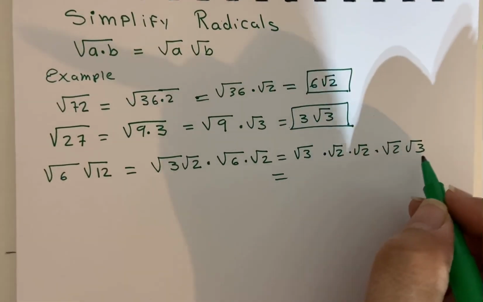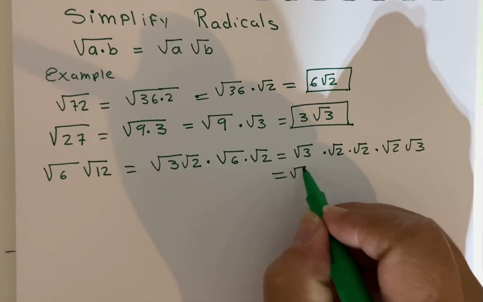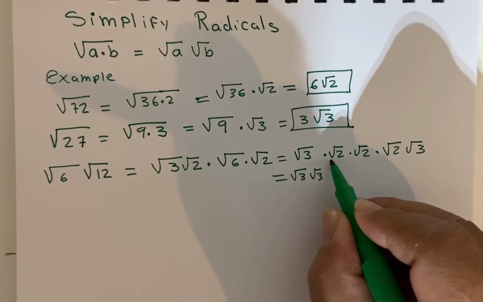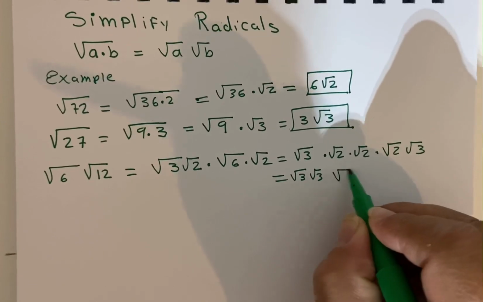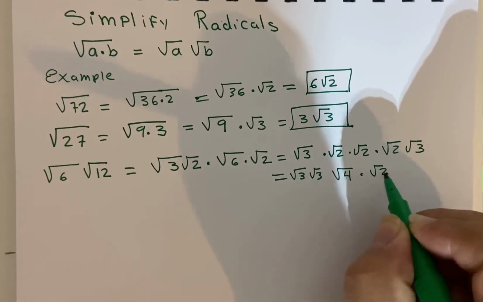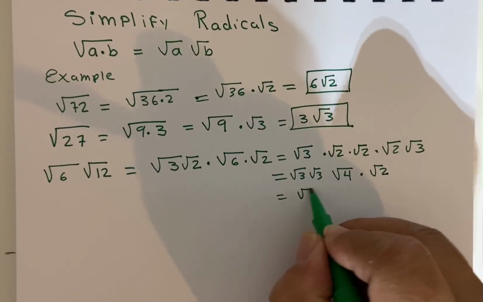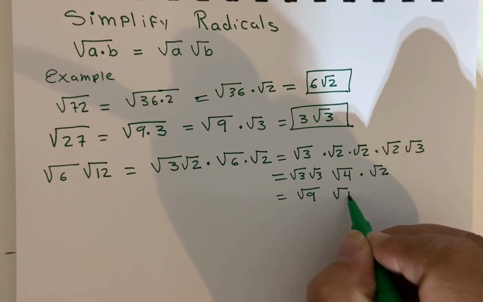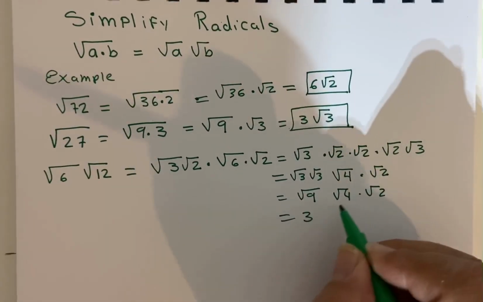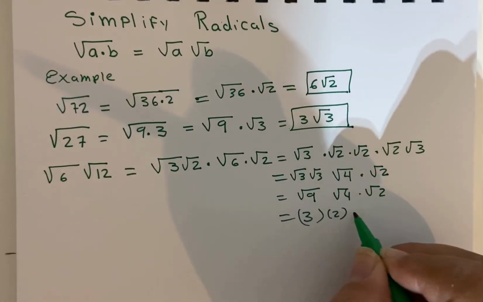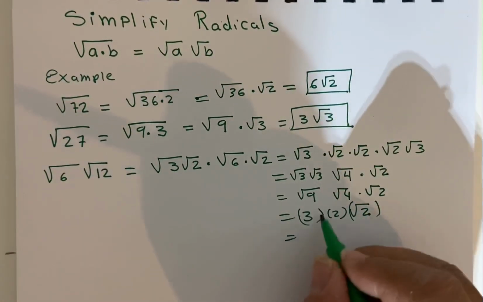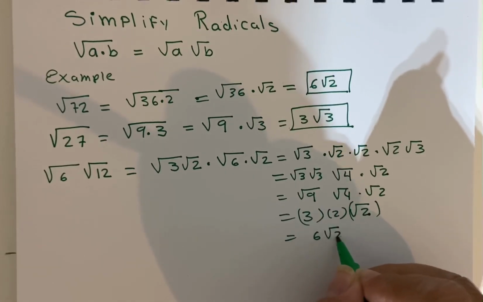Now I have a square root of 3 with a square root of 3, and a square root of 2 times the square root of 2, which is the square root of 4. 3 times 3 is 9, so it's going to be the square root of 9 times the square root of 4 times the square root of 2. The square root of 9 is 3, the square root of 4 is 2, and we don't have the square root of 2. So it will be 6 square root of 2. And that's it.